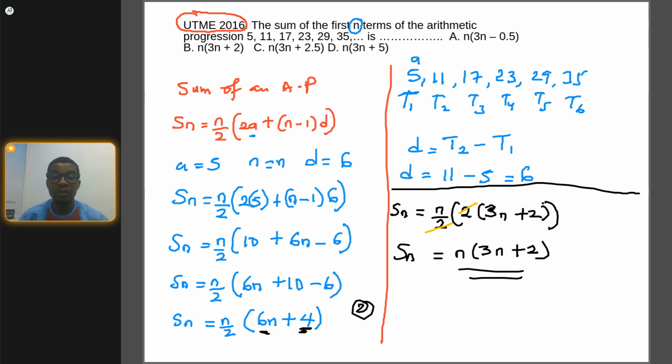Now, by checking the options, option A is not the answer, it's very different from this. Option B, yes. Option B will be the correct answer. So the answer is option B. Option B is n into the bracket 3n plus 2. Close the bracket. So option B will be the correct response.